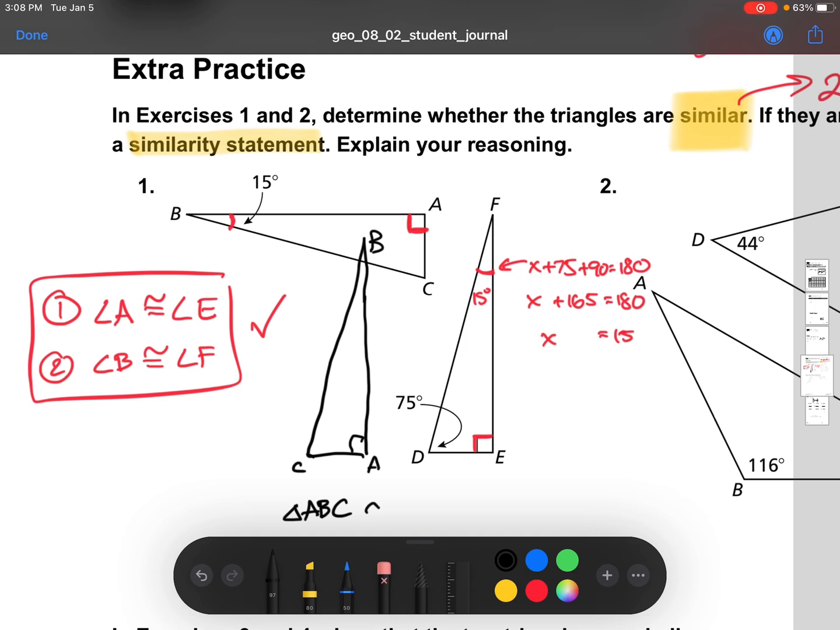And the symbol for similarity is just a squiggle. And then the second triangle we want to name in the same way. So angle A and E are corresponding. Angles C and D are corresponding. Angles B and F are corresponding. So A, the corresponding letter would be E. B is green, so F is green. C is blue, and D is blue. So the second triangle would be named EFD.